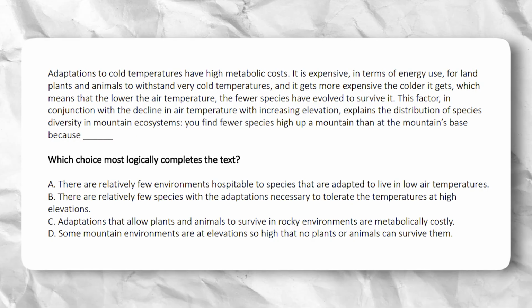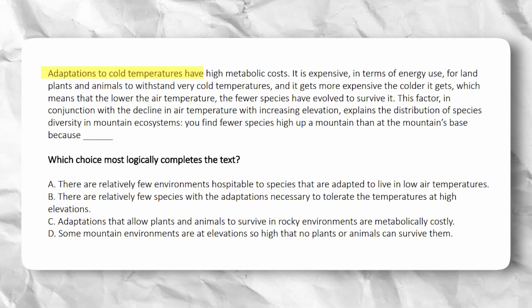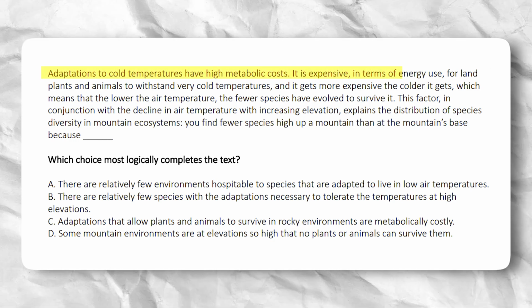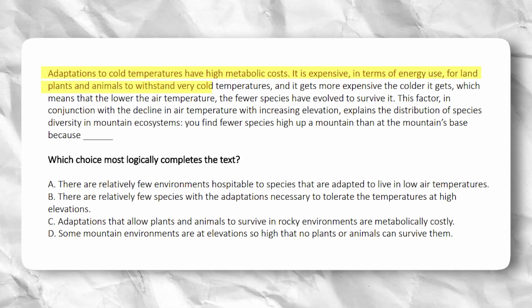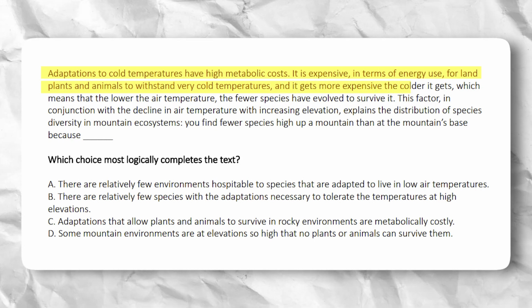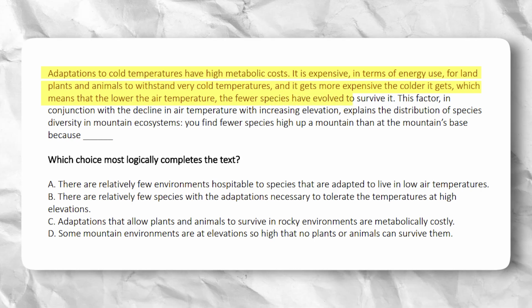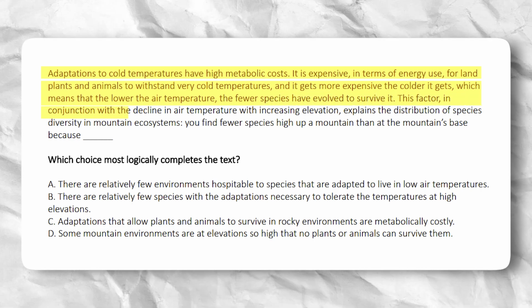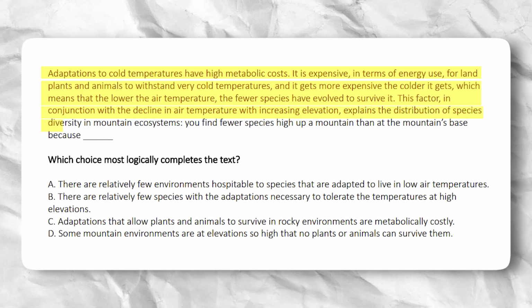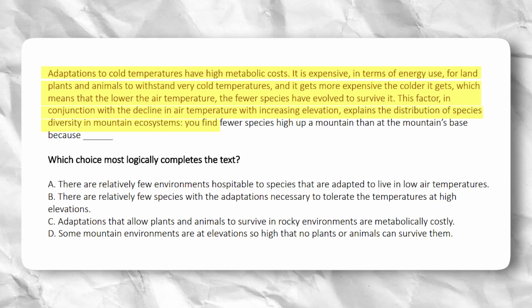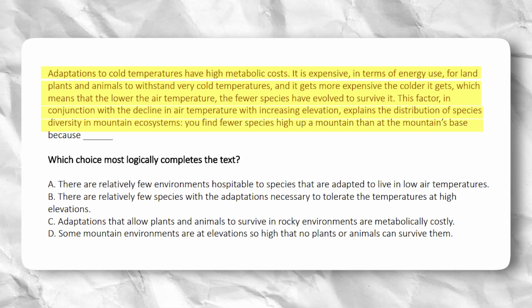Let's look at an example of the inference questions. So here you can see: adaptations to the cold temperatures have high metabolic costs. It is expensive in terms of energy use for land plants and animals to withstand very cold temperatures, and it gets more expensive the colder it gets, which means that the lower the air temperature, the fewer species have evolved to survive it. This factor, in conjunction with the decline in the air temperature with increased elevation, explains the distribution of the species. Diversity in the mountain ecosystem: you find fewer species high up the mountain than at the mountain's base, because now we have to complete this.